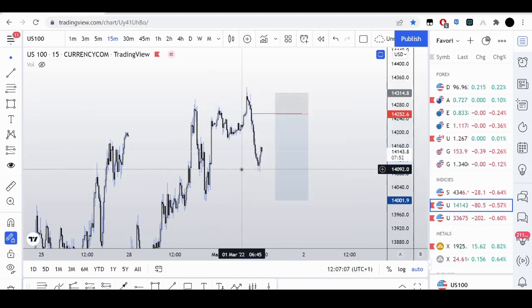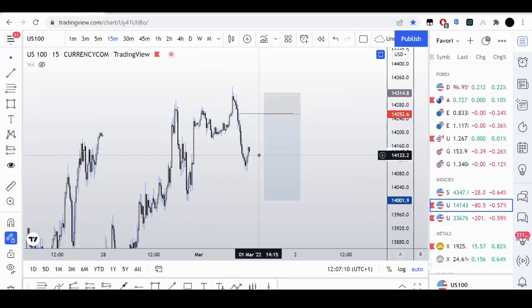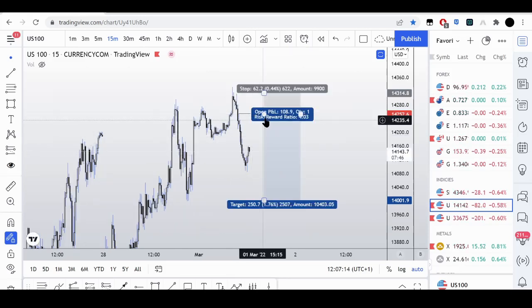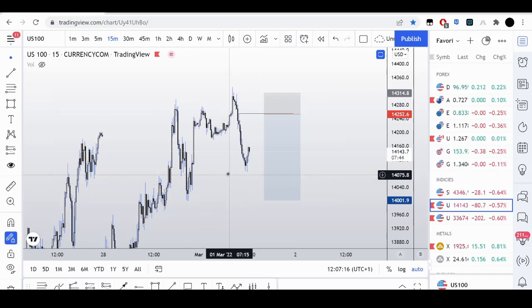So I got my sell limit set. New York, hopefully it can run up there, and then tag me in, and then we get a nice displacement down.